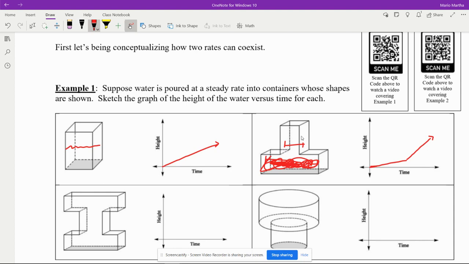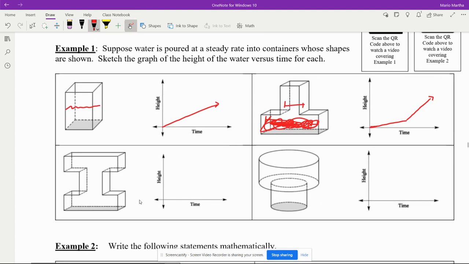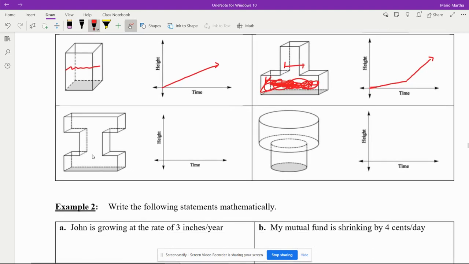Then if we look at the next shape, which looks like the letter I, I would say it is a combination of the first graph and the second graph. In this case, we're going to start off filling slowly because it's wider at the bottom, and then it's going to go quick, and then continue almost the same as it was before.